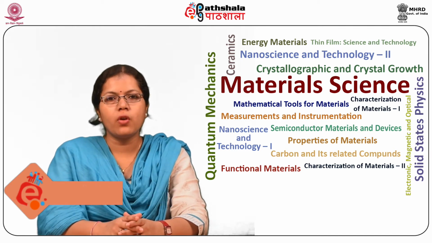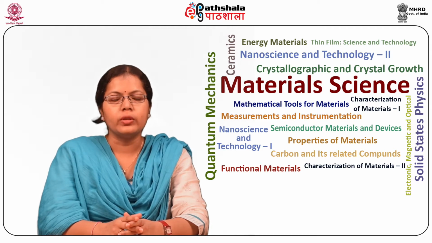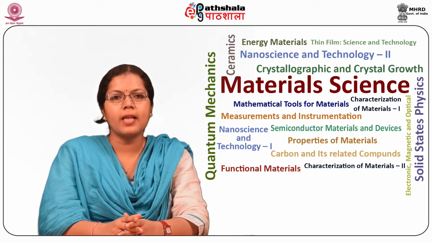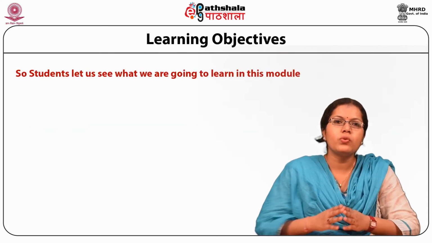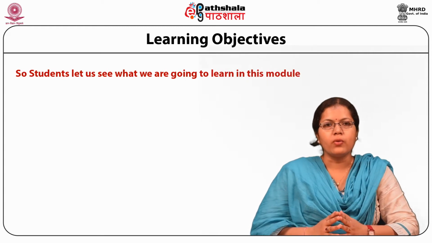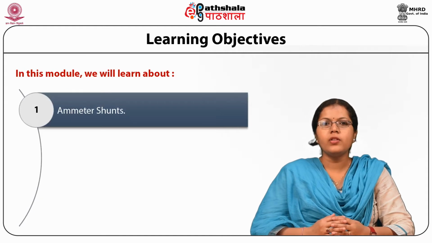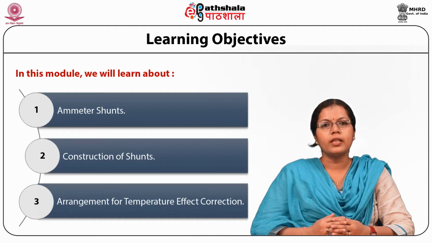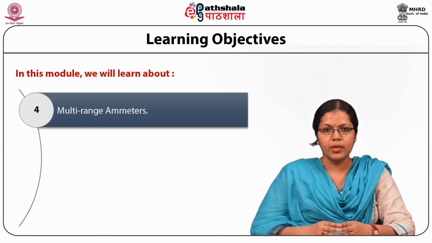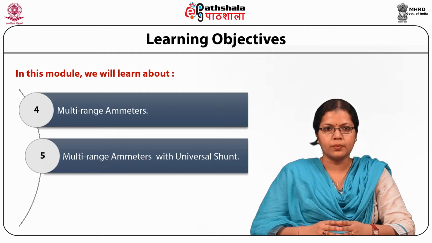Today we are going to talk on the module Analog Ammeters and Voltmeters Part 2 under the paper Measurements and Instrumentation. After completing this module, the students will be able to understand about the following topics. First, the Ammeter Shunts. We will also study the construction of shunts, then the arrangement for temperature effect correction. Next would be the multi-range ammeters and the multi-range ammeters with universal shunt.